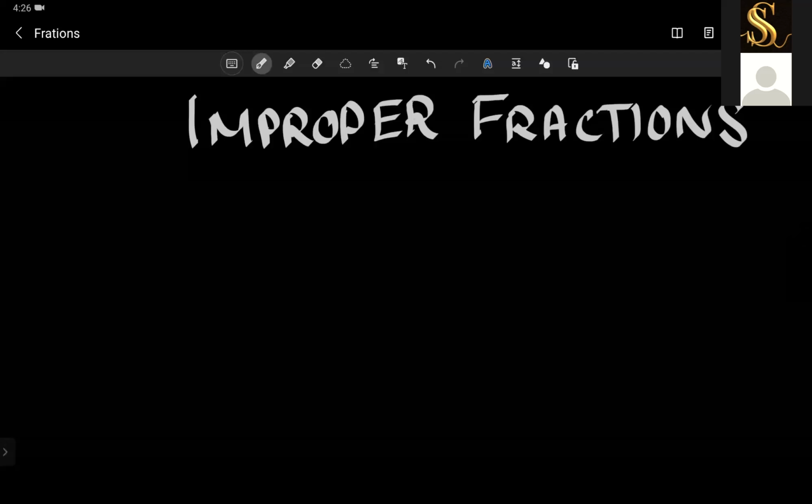Now, our next type of fraction is improper fractions. Now, what are improper fractions? Yes, you guessed it. They are the opposite of proper fractions, which means that the numerator is bigger than the denominator. So let's see an example. 11 upon 9. Here we can see that 11 is bigger than 9. So it becomes an improper fraction. Now let's move on to the next type of fraction.